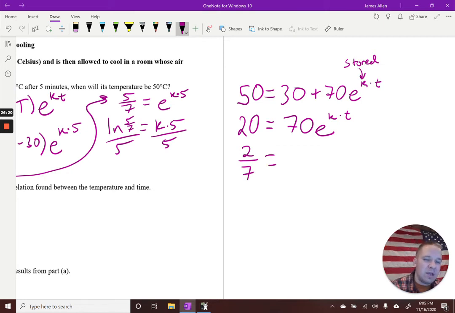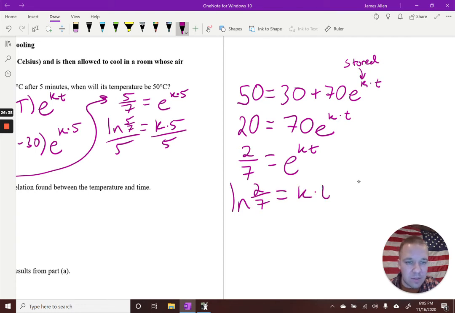I know last time I wrote the K value in here, but I don't remember what it is, so I'm just going to say that it's stored. And then we have E raised to the K T. Remember, K is stored. So we need log base E of 2/7, or natural log of 2/7, is equal to K times T. I'll divide by K, and then I'll get what T is.